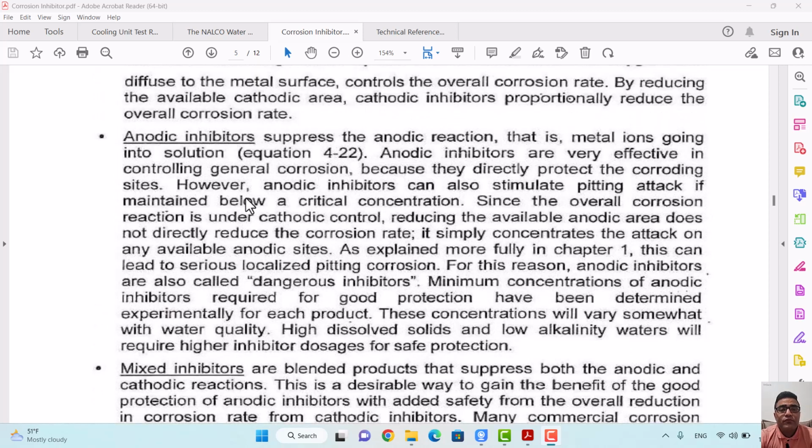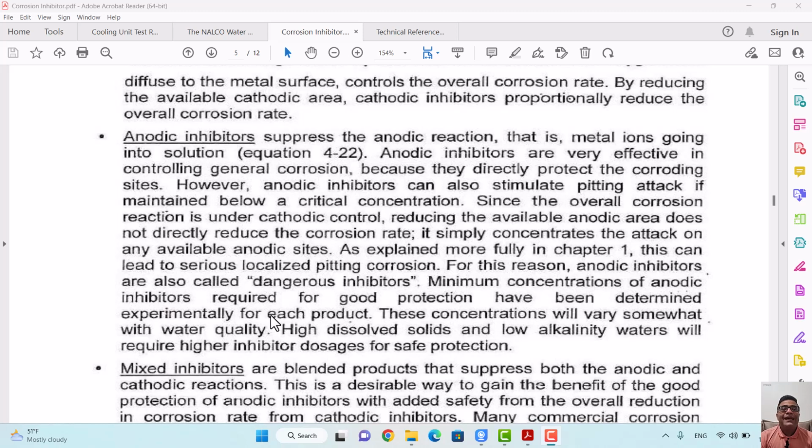So, here it says that, of course, it is correct that the overall corrosion is controlled by cathodic reactions, and of course, if we add cathodic inhibitors, we can protect the systems. But it doesn't mean that we should not add anodic inhibitors, because if we do not add anodic inhibitors, we can create an environment in which localized corrosion such as pitting might happen.